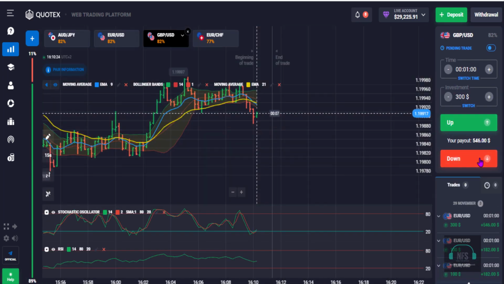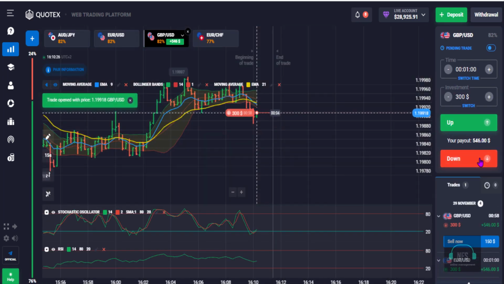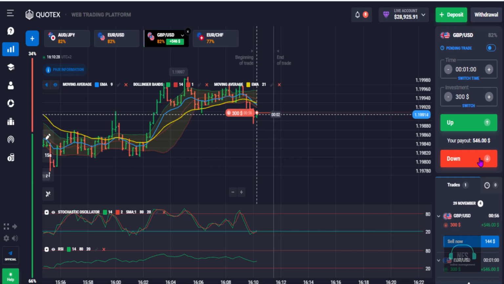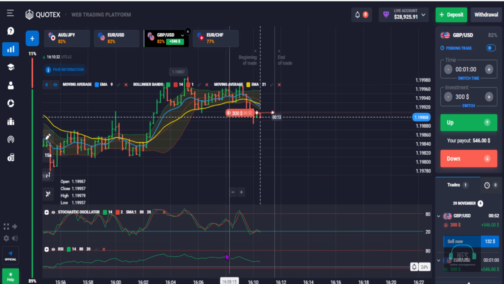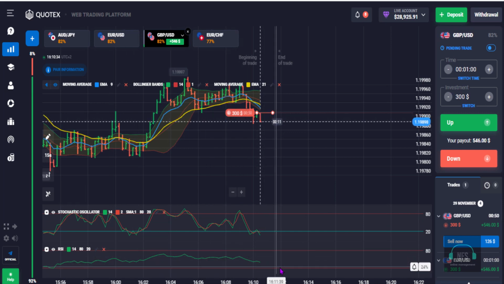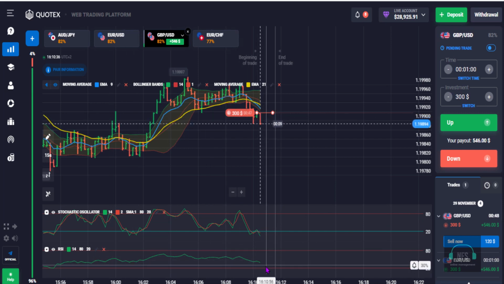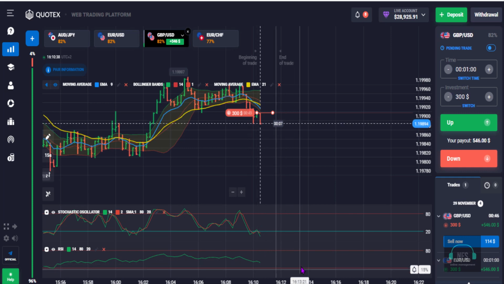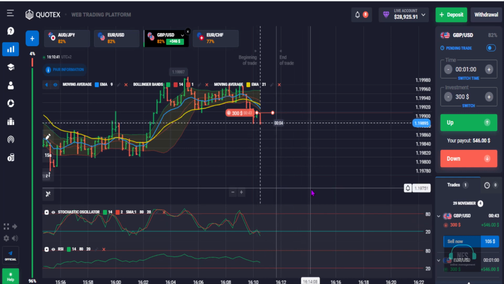Let's place here a down trade on GBP USD. As you can see, the price is still going down. We are not yet on the RSI oversold level of 20. So let's see what will happen with this trade.